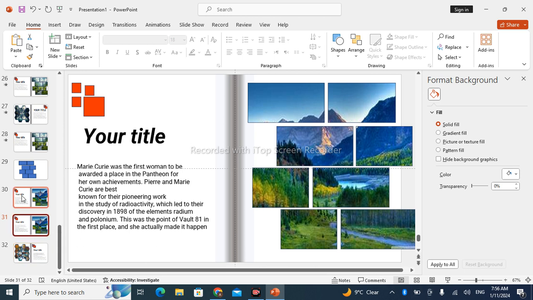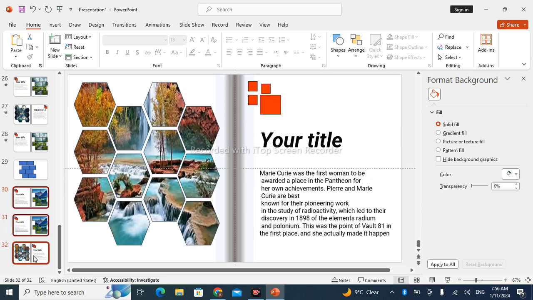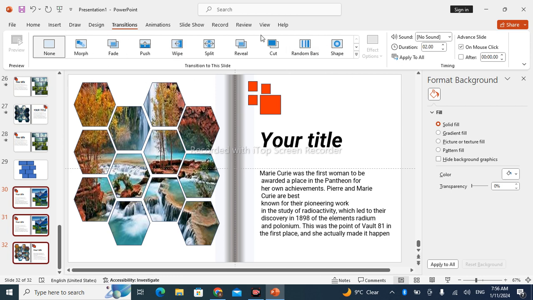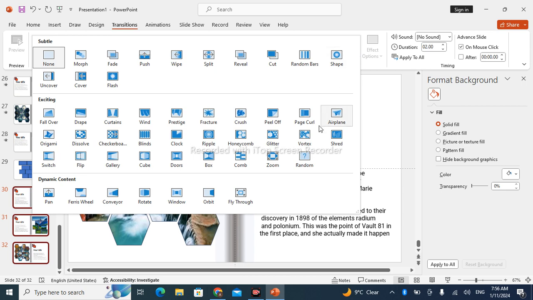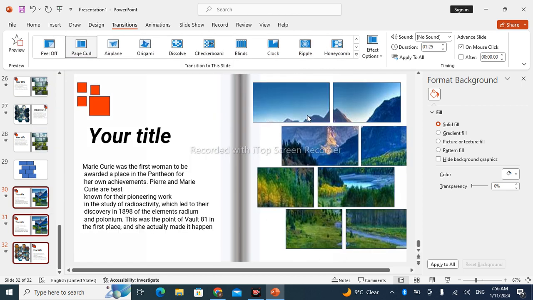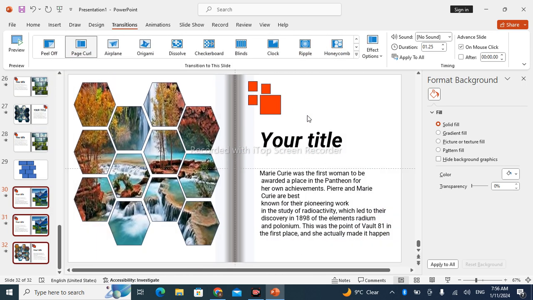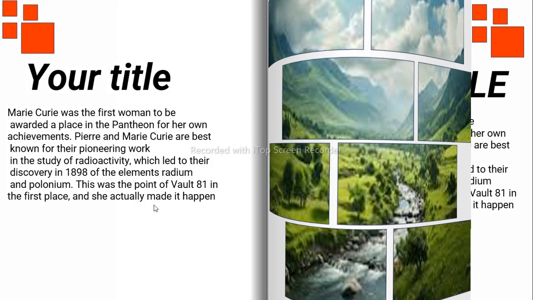Now what to do next? Just select all these three slides and go to the transition, and there is a transition named page curl, which is here. Just select the page curl. It will look like a page curl. You just have to increase the duration so that it will slowly curl your page. So the final look is here.